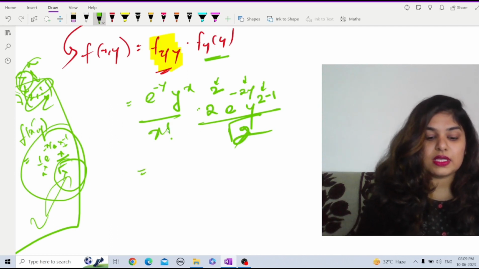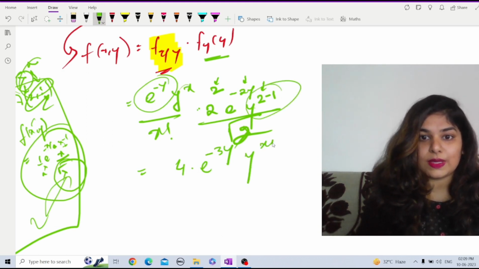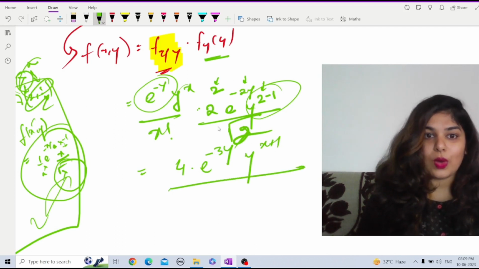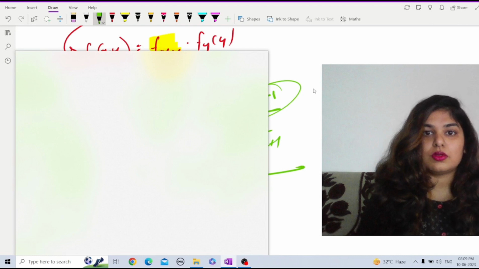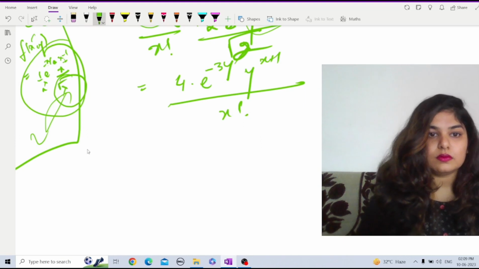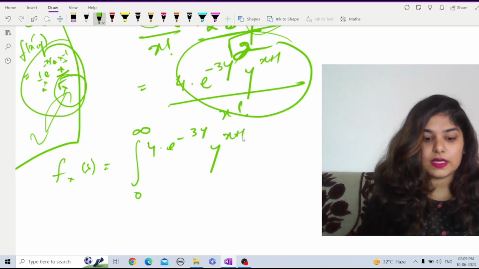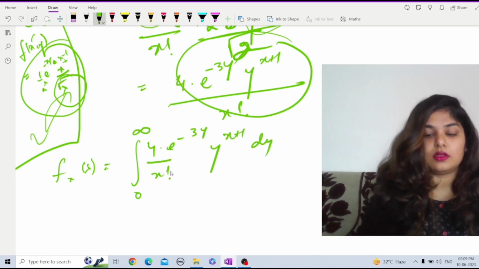Now if we simplify this, what do we get? 2 squared is 4, and we have e to the power minus y and e to the power minus 2y, so that becomes e to the power minus 3y, and y to the power 2 minus 1, so that is y, and y to the power x, so y to the power x plus 1, by gamma of 2 which is 1, and x factorial. Now we have to find out f of x. For that we take the integration from 0 to infinity of 4 e to the power minus 3y, y to the power x plus 1 dy, with x factorial here.